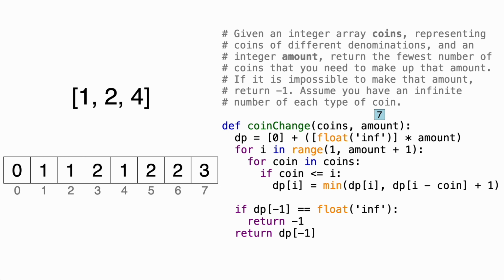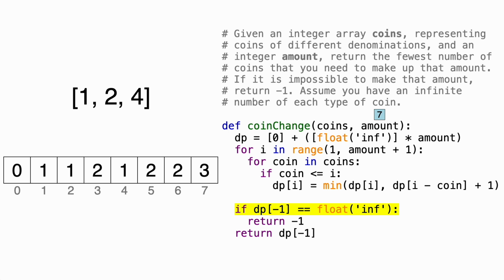The problem also wants us to return -1 if there is no answer, so we have to add a bit of extra logic at the end. If the last element of the array is still infinity, then that means we weren't able to find any combination of coins to make that amount. So in that case, we'll just return -1. And I'll do a quick example of this at the end.